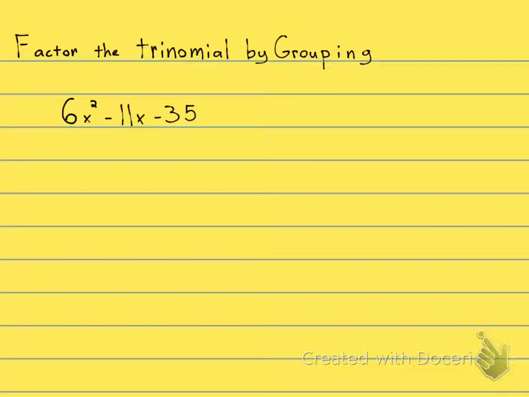All right, factor the trinomial by grouping. And when we have a trinomial and it's grouping, that's what we're going to call the AC method. What we're going to do is use our coefficient A and our coefficient C, and we'll do A times C, and then we're going to find all of the factor pairs, and we want to use those pairs to separate this term in the middle, this 11.